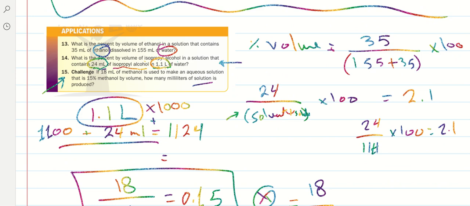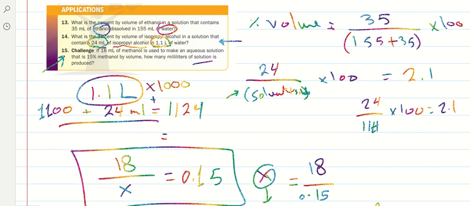Second learning objective is how to calculate the concentration using percent volume. It is exactly the same. Percent volume equals volume of solute divided by the total volume multiplied by 100. Exactly the same. So you will just do simple calculation. Number 13 is easy. You will just put the number 35 and then add 135 plus 35 because that is the water and the ethanol, so solute plus solvent. Multiply by 100 and get the answer.